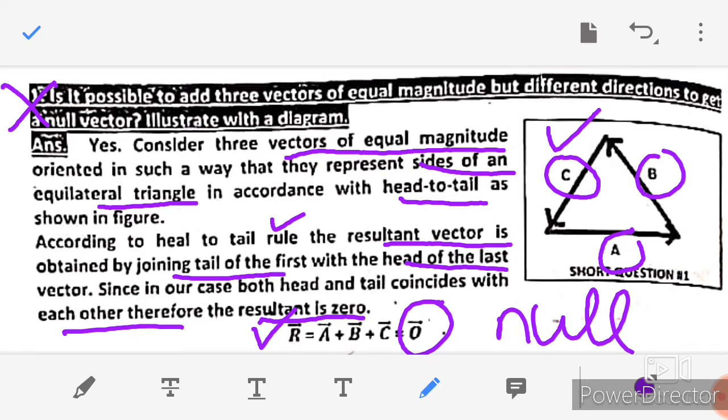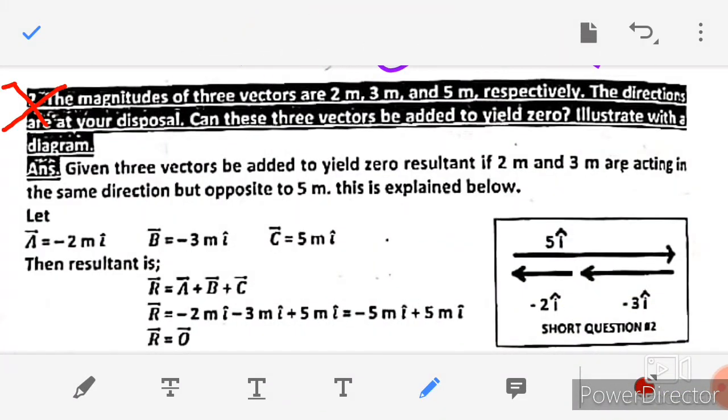Now moving towards question number 2. Question number 2 is also not included in the reduced syllabus 2021. The question statement is: the magnitudes of three vectors are 2 meter, 3 meter and 5 meter respectively. The directions are at your disposal. Can these three vectors be added to yield 0 resultant? Illustrate with a diagram. The answer is: the three vectors can be added to yield 0 resultant if 3 meter and 2 meter are acting in the same direction but opposite to 5 meter.